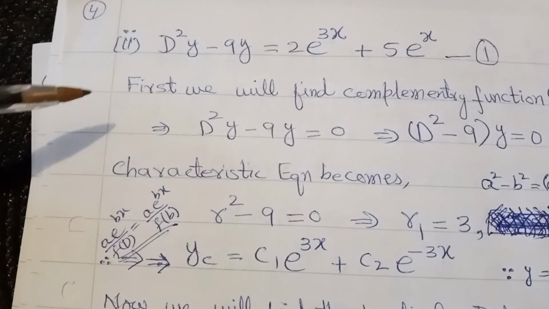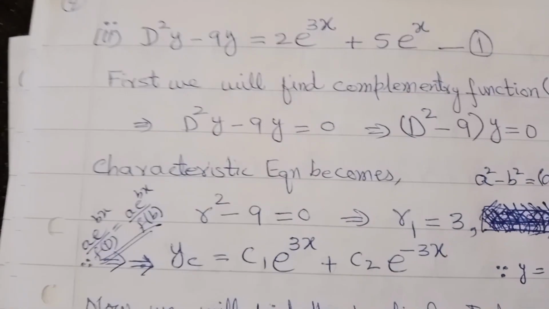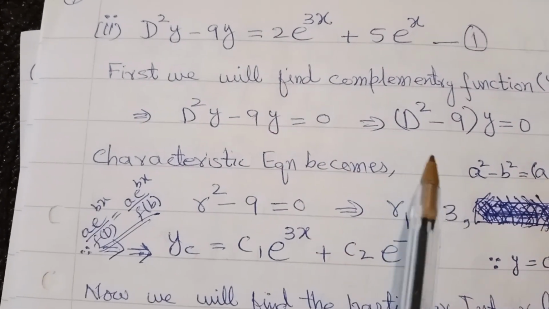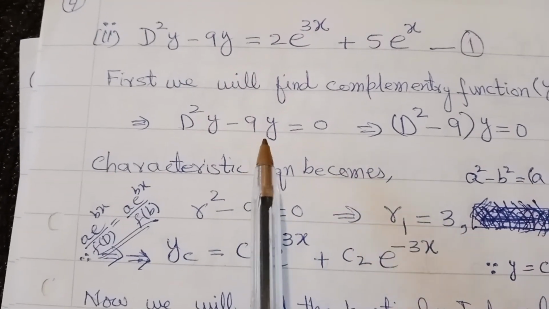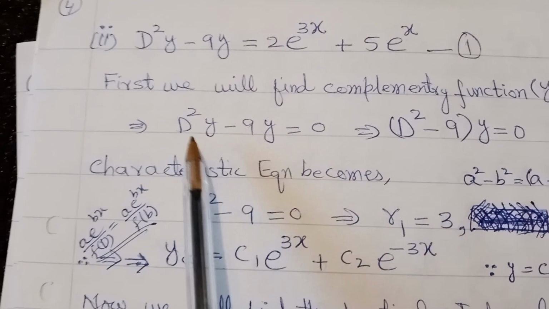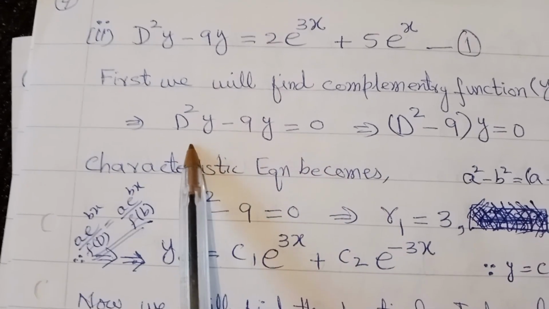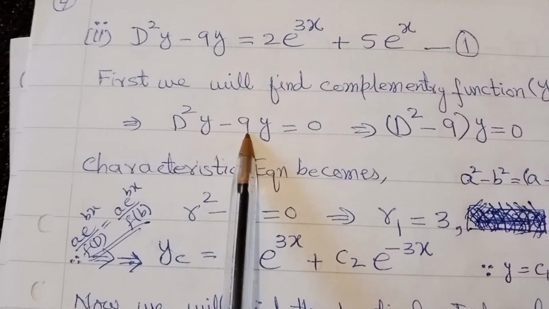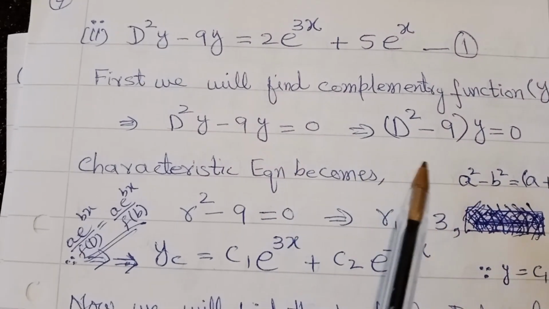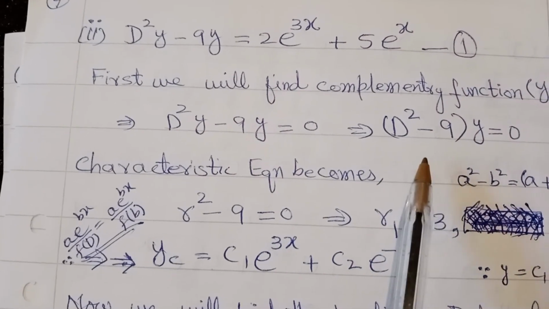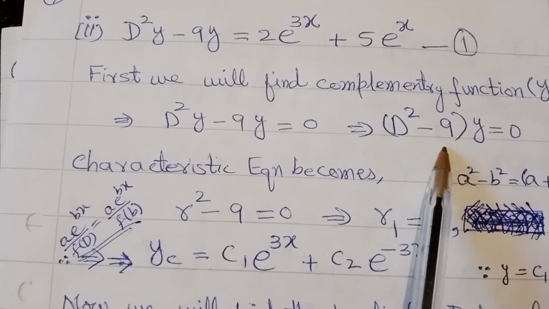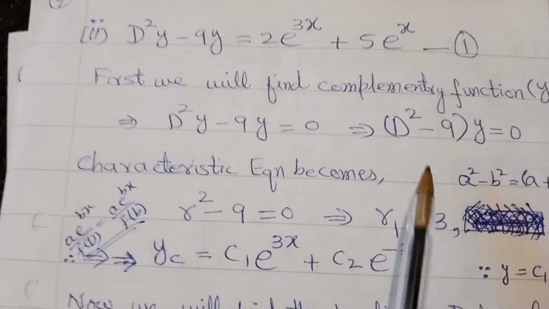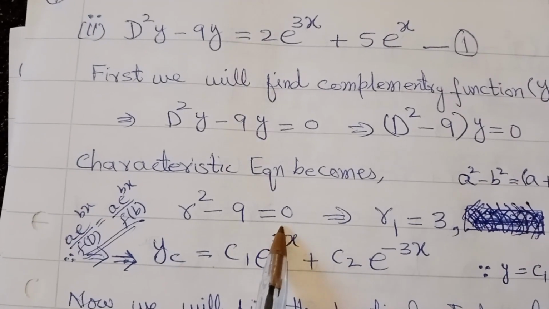So first we will find the complementary function for this differential equation, as I told you earlier in my previous lecture. For the complementary function, we will consider the left hand side of the differential equation, that is d2y minus 9y is equal to 0, so that this can be written as (d2 minus 9) y is equal to 0, and the characteristic equation of this equation can be written as r square minus 9 is equal to 0.